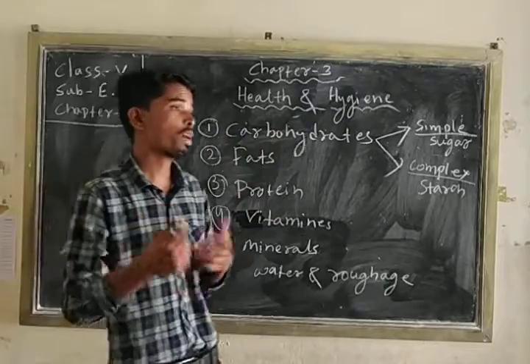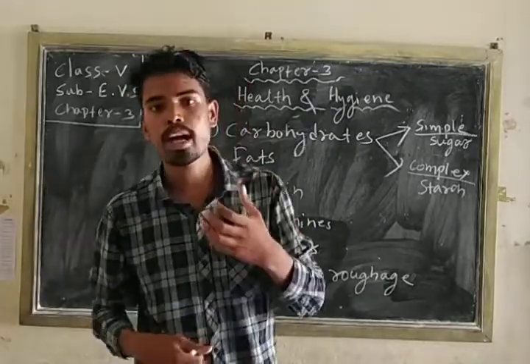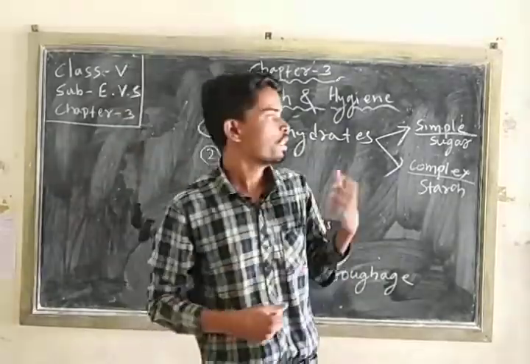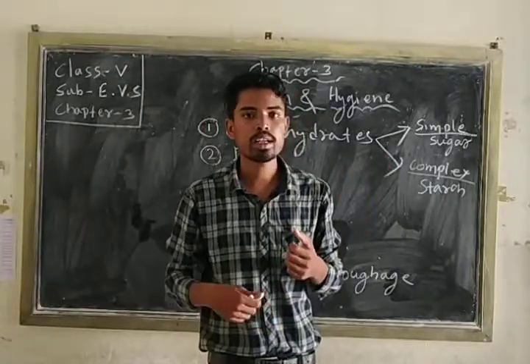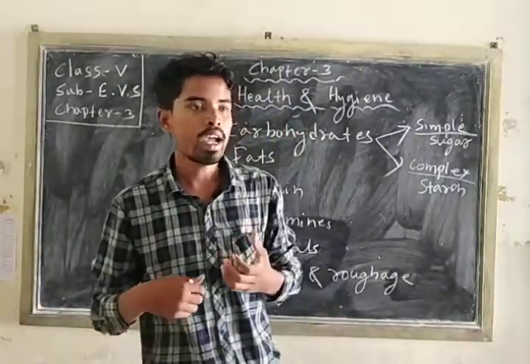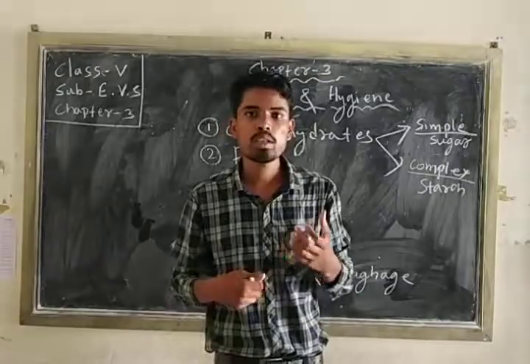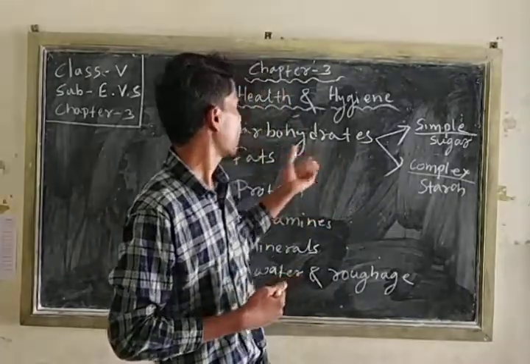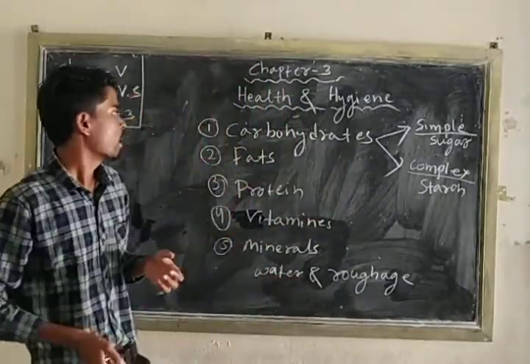The sources of carbohydrates are mainly rice, cereals and bread. All these are examples of carbohydrates. Now let us come to fats.